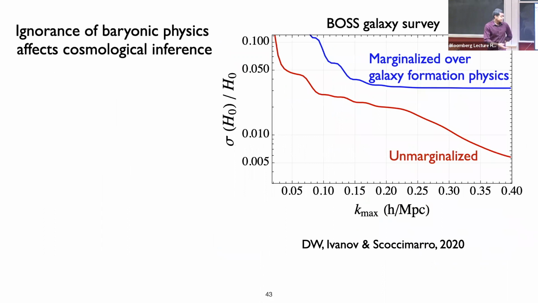And then there is one study which we did with Misha and Roman, my advisor. This was looking at how much information you lose if you marginalize over galaxy formation physics. Here I'm showing one of the plots from our paper, where you have the error on the Hubble constant if you do not marginalize over galaxy formation physics, or if you do marginalize, and you can see that you lose a lot of information, especially at the small scales.